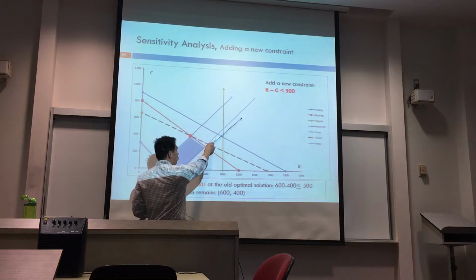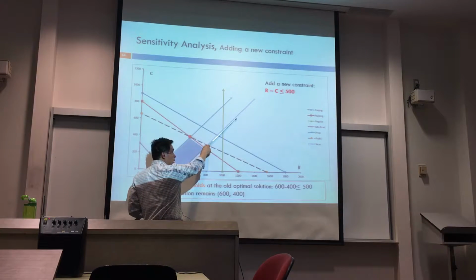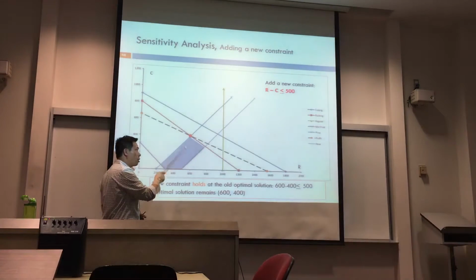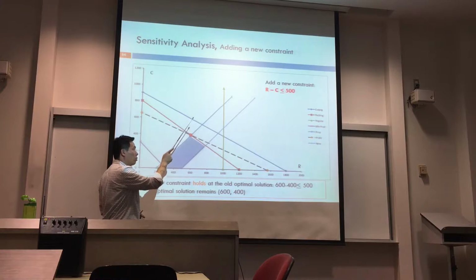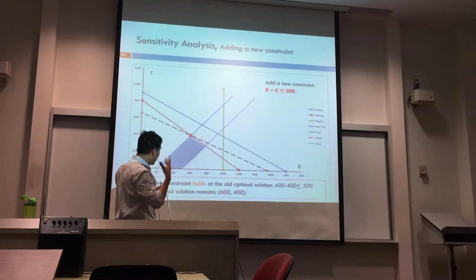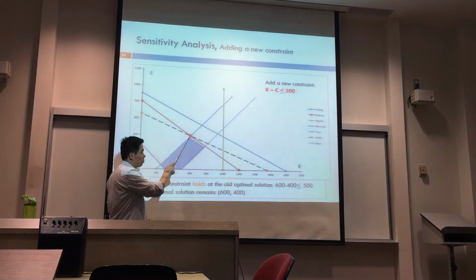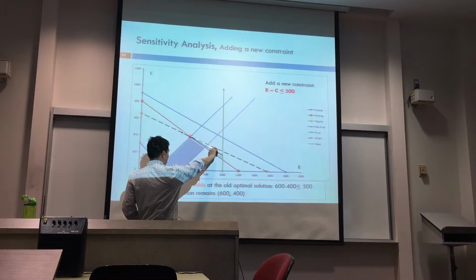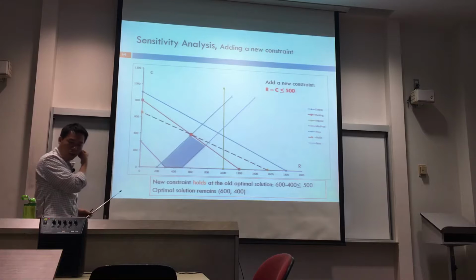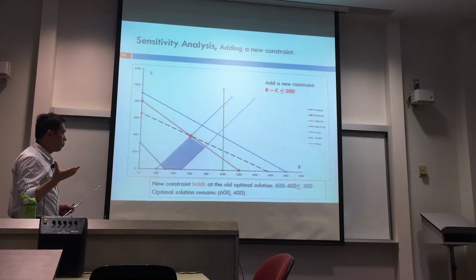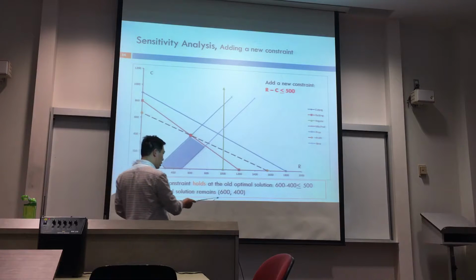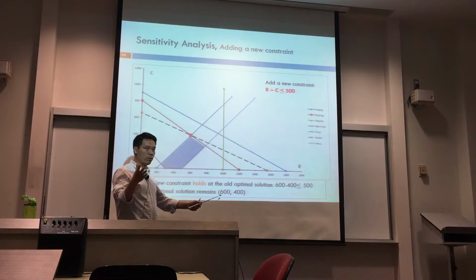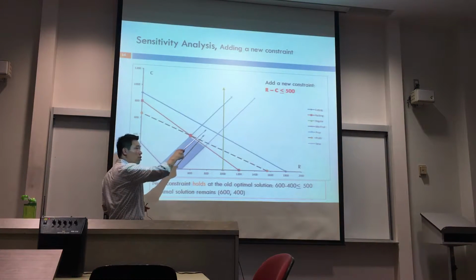So this is the new constraint, and then the feasible region is going to be changed, right? But this addition of the new constraint will not change the optimal solution. Graphically speaking, this is still the last point the objective function line is going to touch, right? And why is that? Because at the original optimal solution, 600, 400, this new constraint is going to hold.